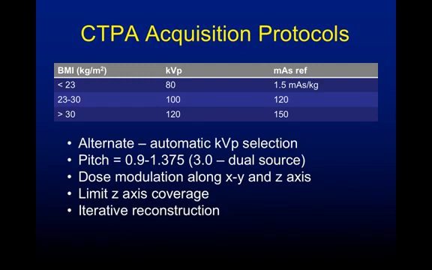Dose modulation is key along the X, Y, and Z axis, and probably the most important thing to reduce radiation exposure is to limit the Z axis coverage. Most scanners now offer iterative reconstruction, which is also extremely helpful in radiation dose management.